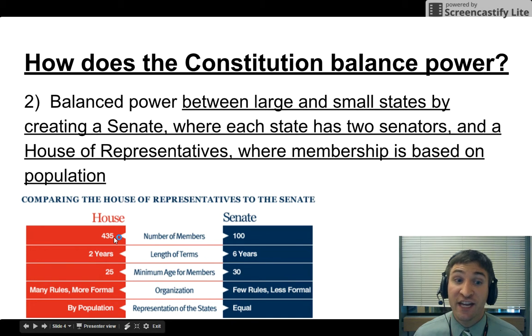435 members. Each member serves 2 years. Each member of the House of Representatives must be at least 25 years old. And the House members are based on population. The Senate is different. There are fewer senators, 100. Each senator serves for 6-year term lengths, and the minimum age for each senator is 30 years old.